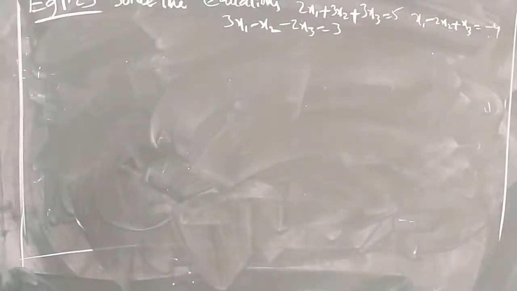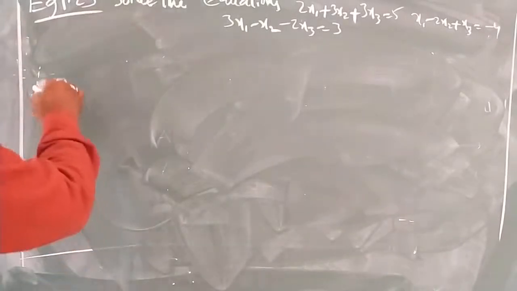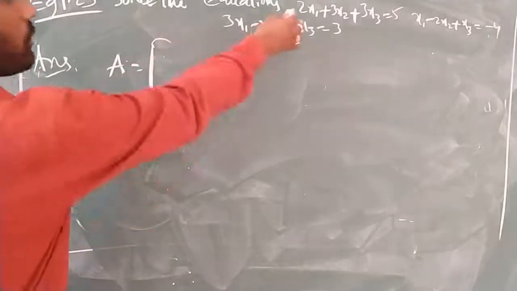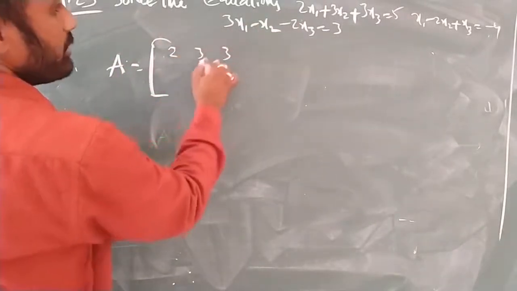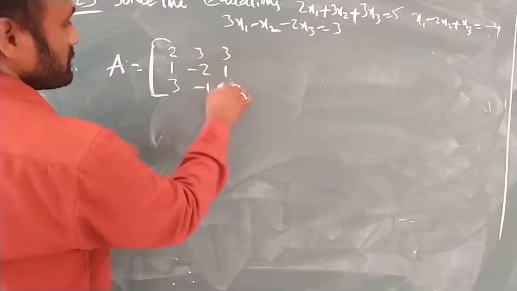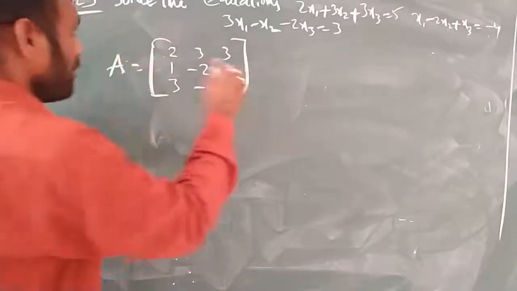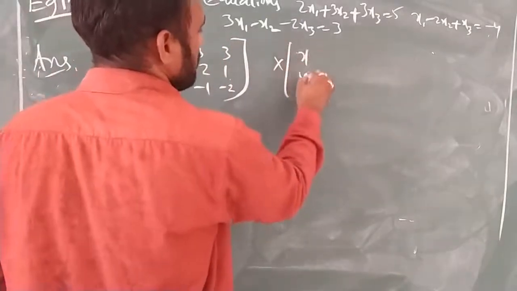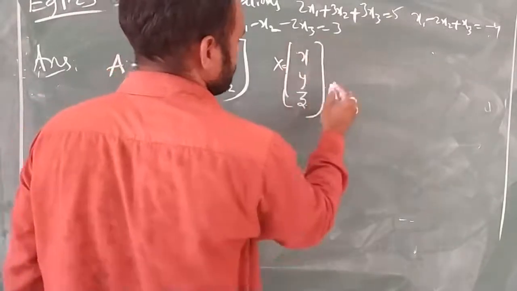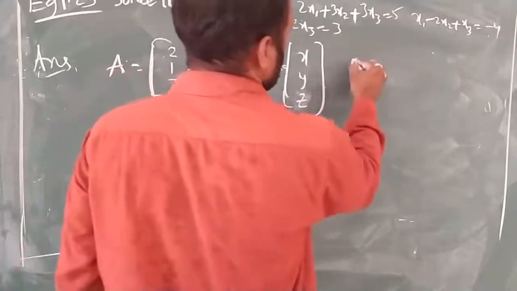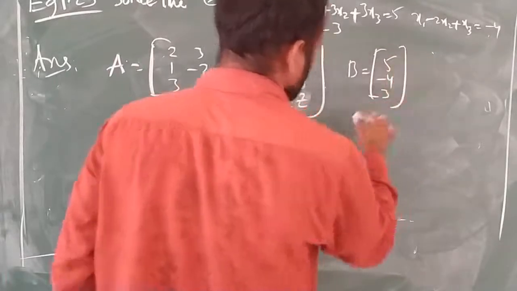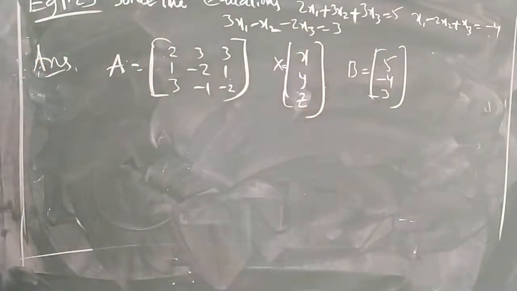So I need to solve this using the matrix inversion method. First let me write the matrices. Matrix A is equal to the coefficients 2, 3, 3, 1, -2, 1, 3, -1, -2. And the X matrix, since 3 variables are there, X, Y, Z. Here B matrix, the constants, which is 5, -4 and 3. Now let us solve this.